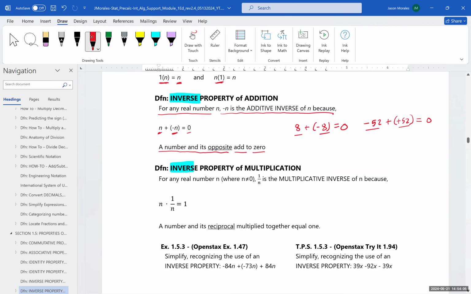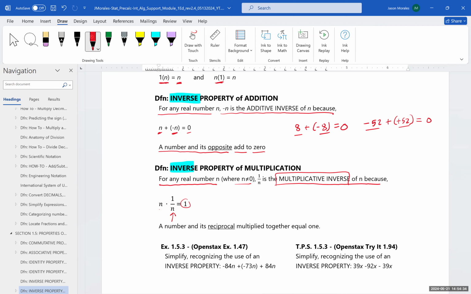Then we have the inverse property of multiplication, and this says for any real number n, where n is not 0, 1 over n is the multiplicative inverse of n, because n times its multiplicative inverse will always give you 1. Multiplicative inverse is something that we're going to talk about here in later chapters, so this one is also important.